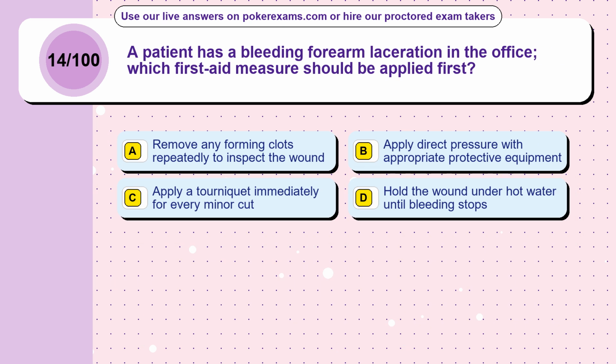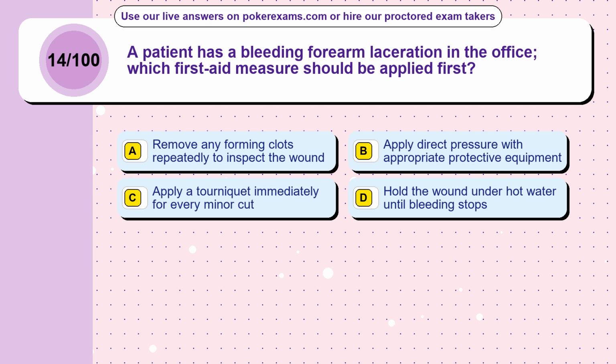Question 14. A patient has a bleeding forearm laceration in the office. Which first aid measure should be applied first? Option A. Remove any forming clots repeatedly to inspect the wound. Option B. Apply direct pressure with appropriate protective equipment. Option C. Apply a tourniquet immediately for every minor cut.